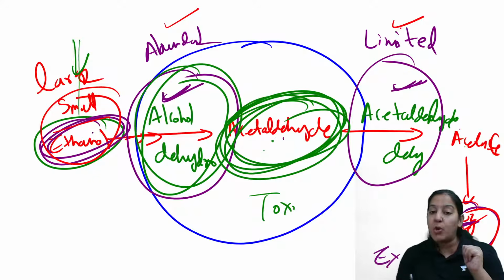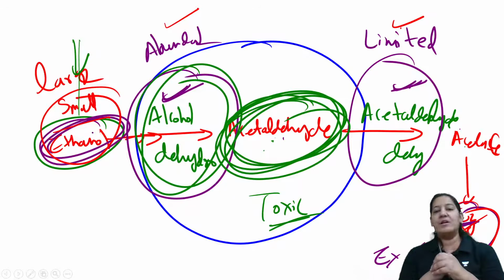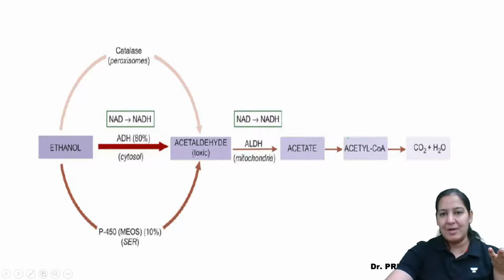unfortunately, acetaldehyde is toxic for hepatocytes. It will cause hepatocellular injury. So actually, hepatocellular injury is not caused by ethanol. It is caused by the metabolite of ethanol, which is known as acetaldehyde. Give me a thumbs up. So that is the complete ethanol metabolism.